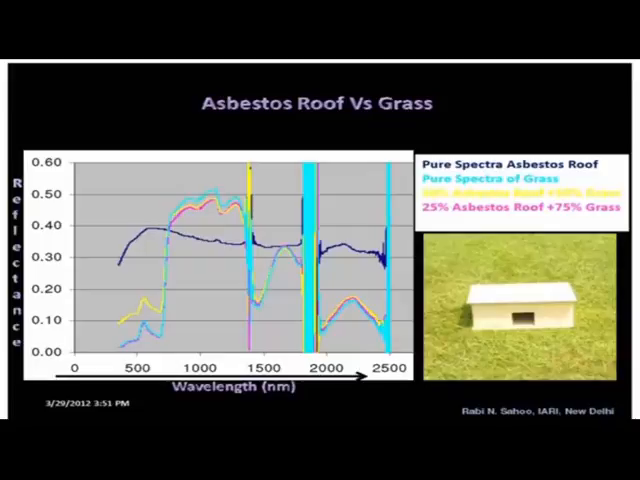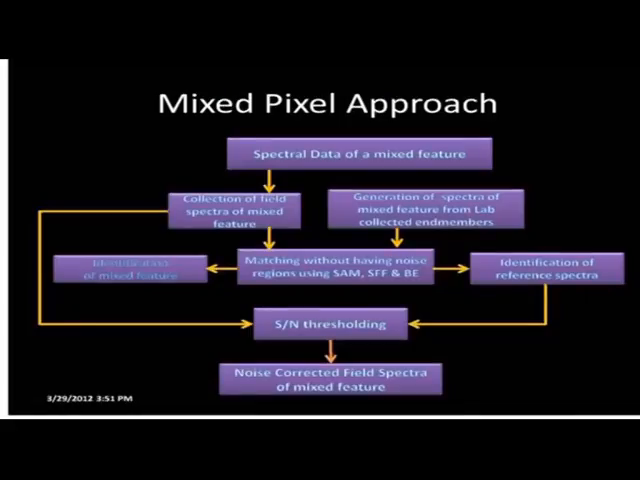When you take spectral data in the field, many times you get noise in the field, as I told, at 1400 and 1900 nanometers. In the lab conditions, you get very pure spectra. So one has to go for noise corrections at 1400 and 1900. For that, this method was developed using signal noise thresholding, and the weightage given is spectral angle mapper, spectral feature fitting and binary encoding, so that one can correct spectra.